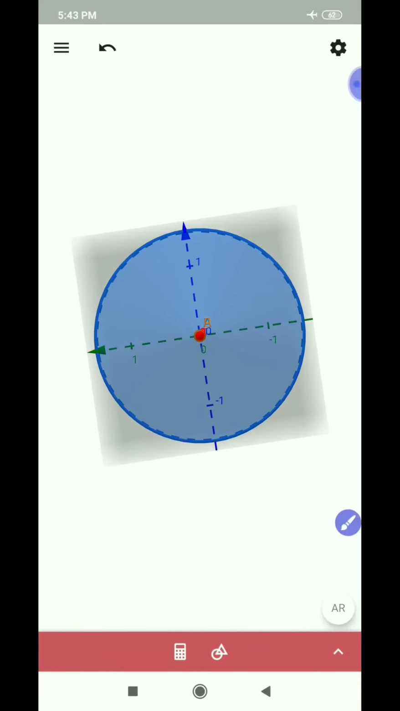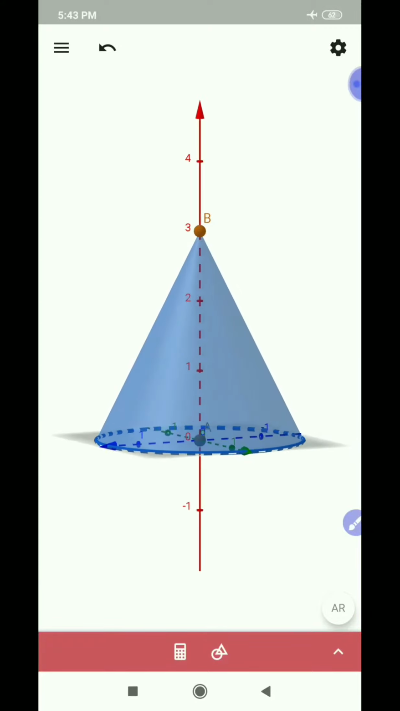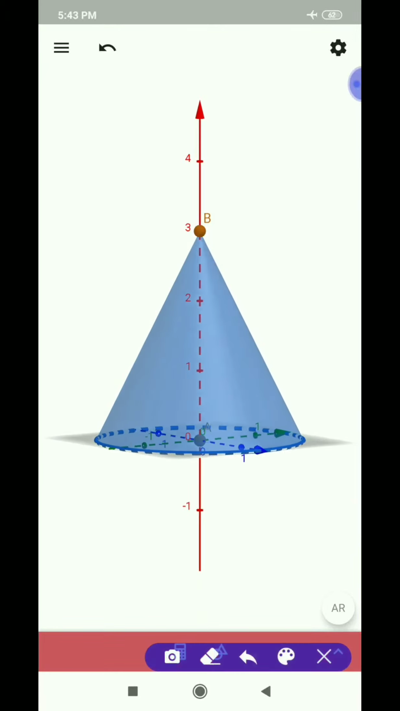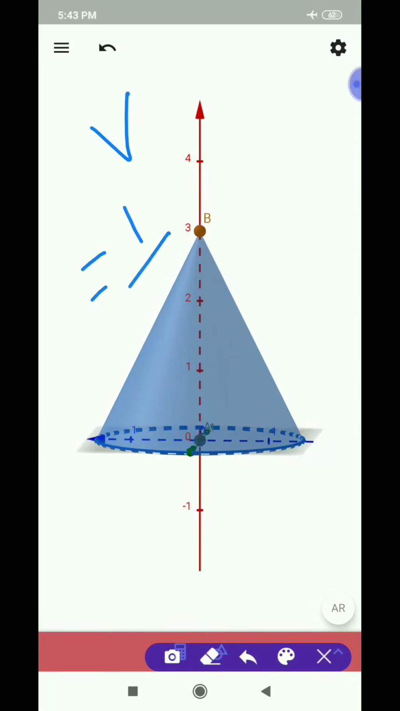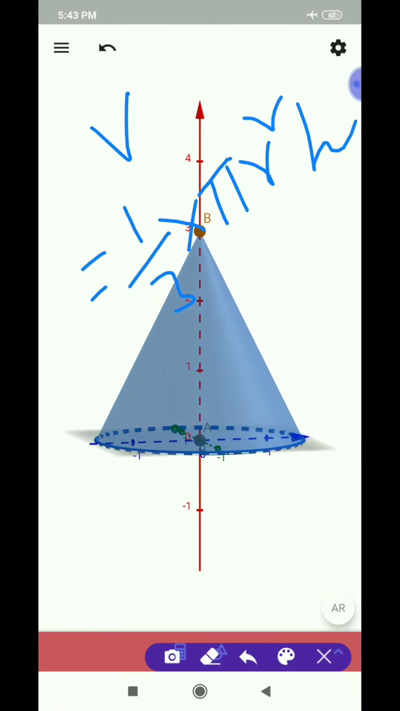And we already told you its volume is 1/3 of its surmounted prism. That means here the surmounted prism is nothing but, yes, a cylinder. So its volume is 1/3 into the volume of cylinder. Volume of cylinder is pi r square h. So volume of cone is 1/3 pi r square h.